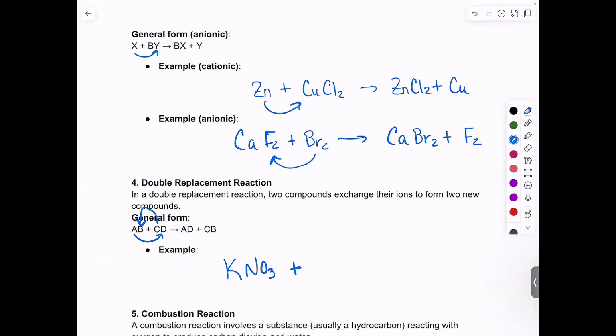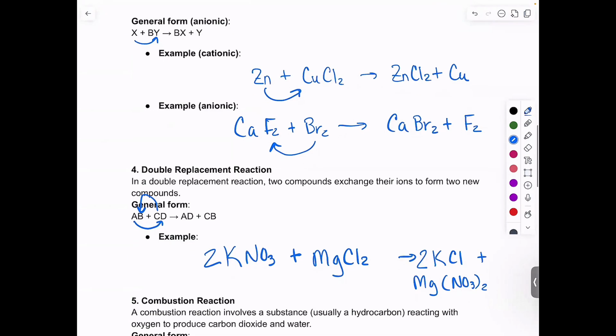That would be your potassium nitrate. Maybe, and I'm not checking to make sure these actually will generate any type of solid precipitate, but what we end up with here is potassium chloride and magnesium nitrate. And I think we would simply put those out there. Yeah, this would be completely balanced.